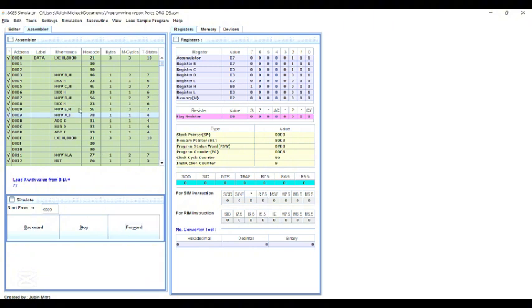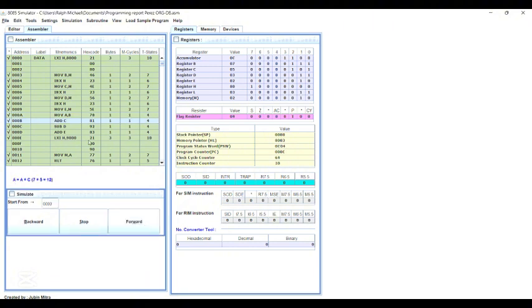Then next, load A with the value from B. So here, move B into the accumulator, which is A. Then the next command is add C. So add C, which is the value of 5, to A. So we say A plus C, or the value 7 plus 5, is equal to 12. So our accumulator is 12.